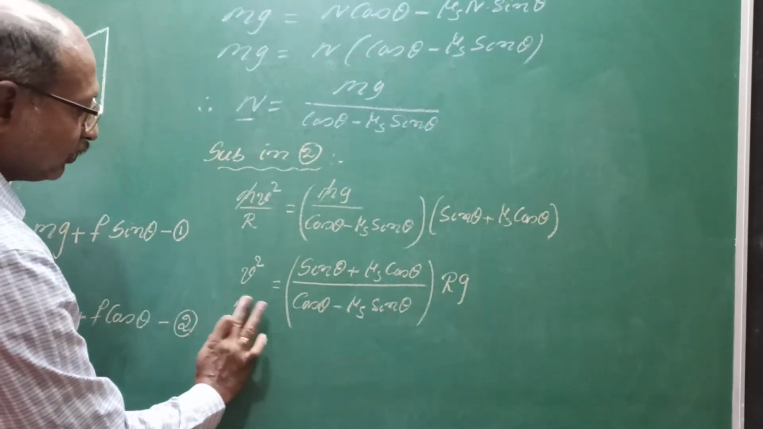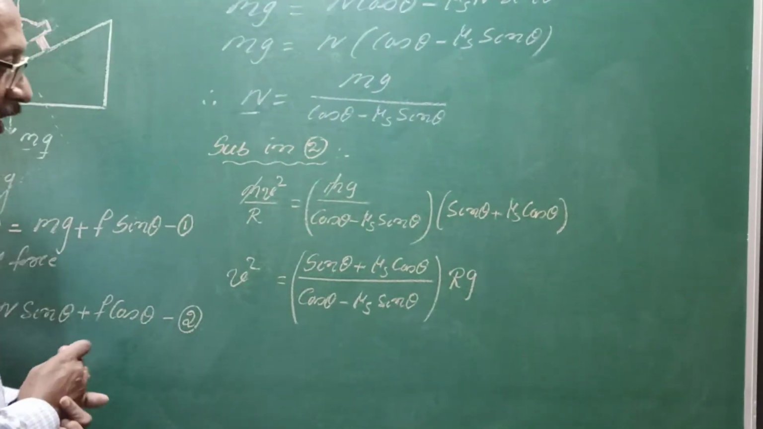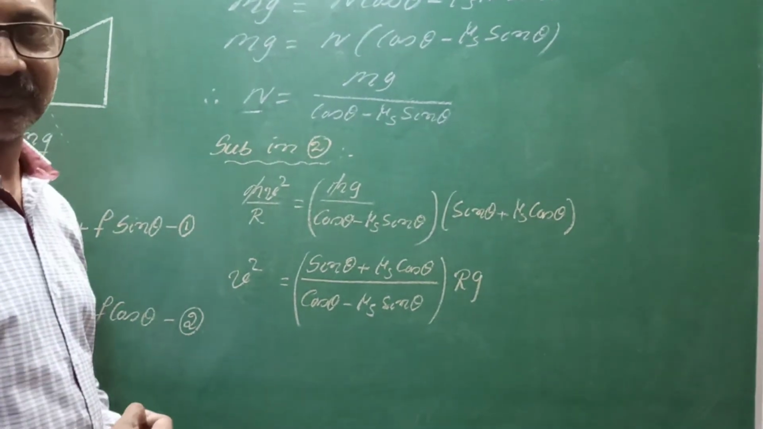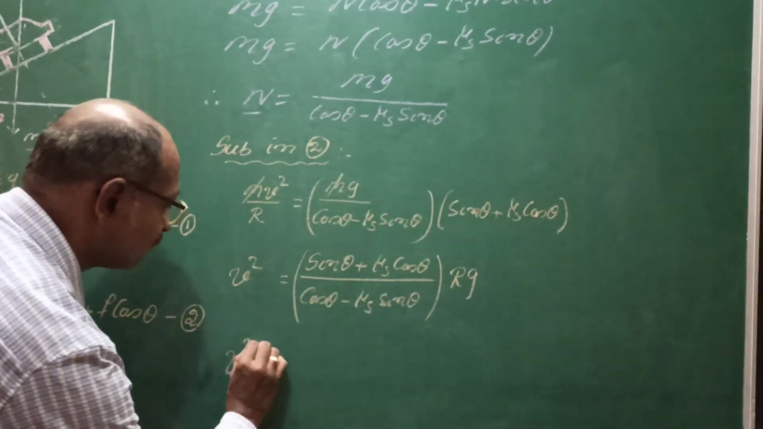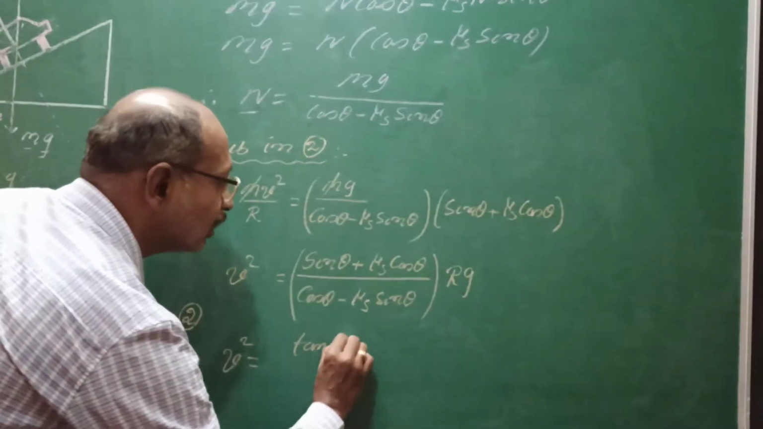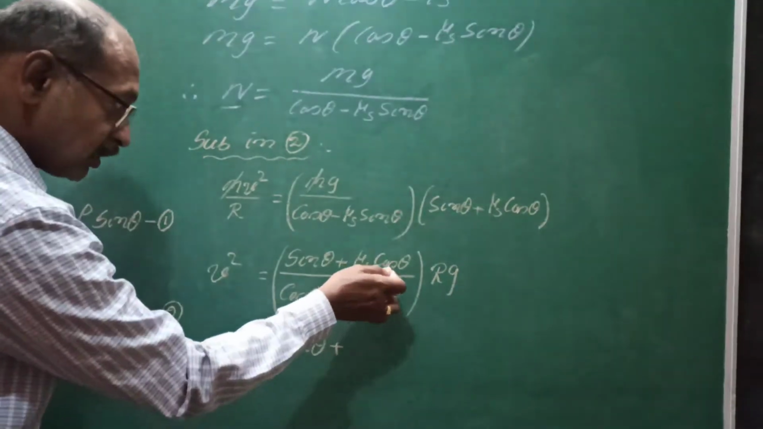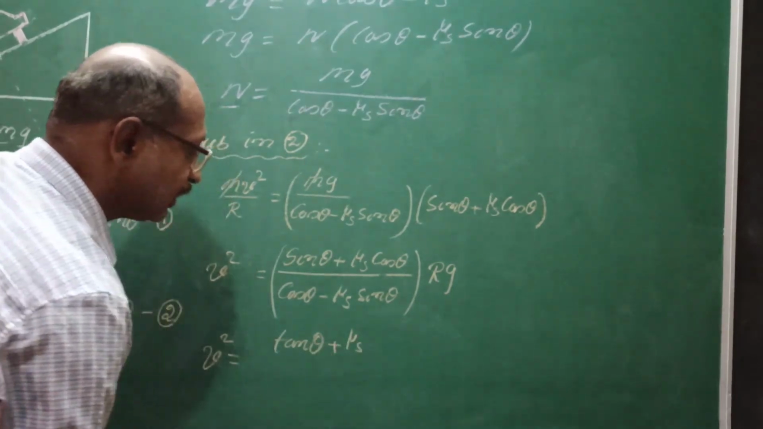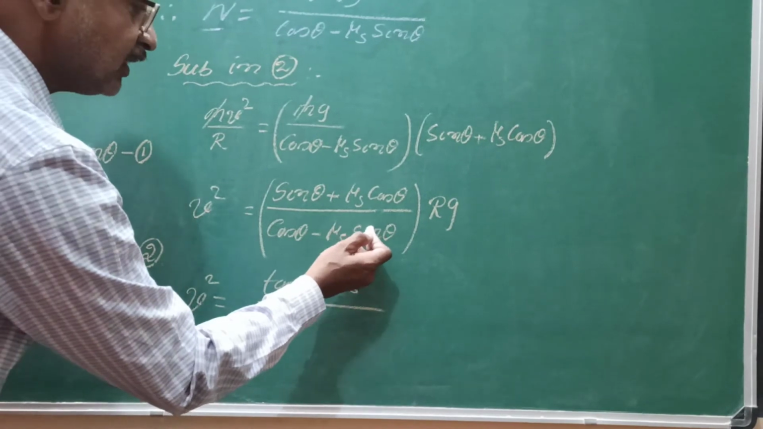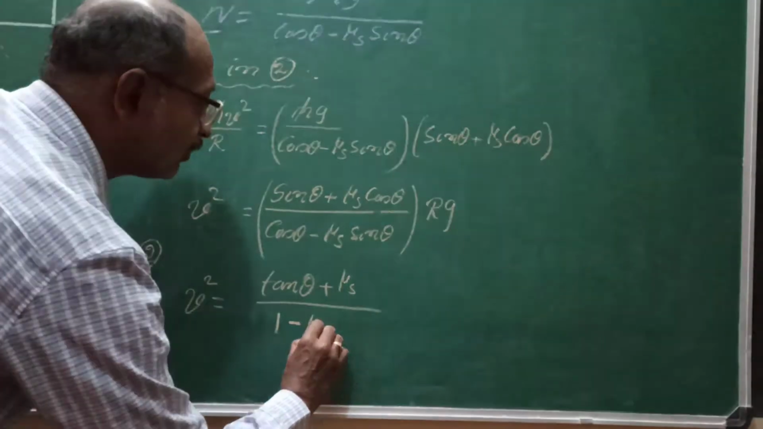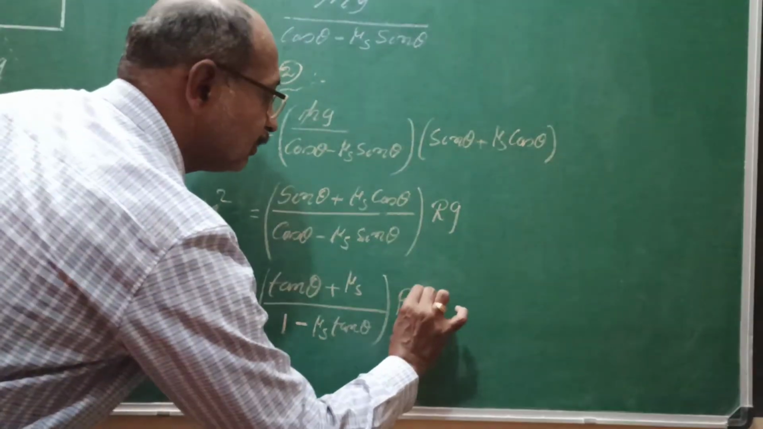So v squared is equal to... divide this equation by cos theta. Sin theta by cos theta becomes tan theta. So v squared is equal to (tan theta plus μs) divided by (1 minus μs sin theta by cos theta, which is tan theta), so (tan theta plus μs) divided by (1 minus μs tan theta), into r into g.